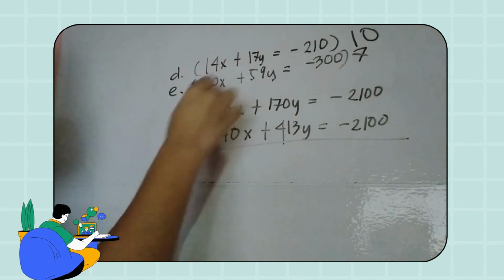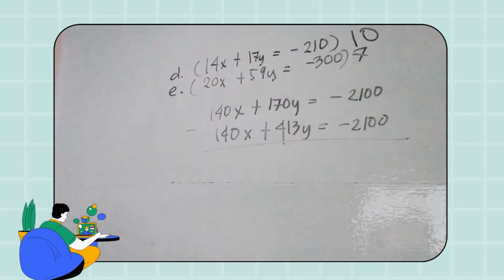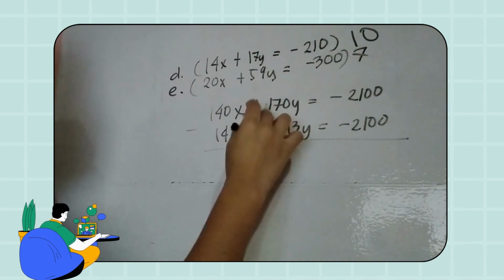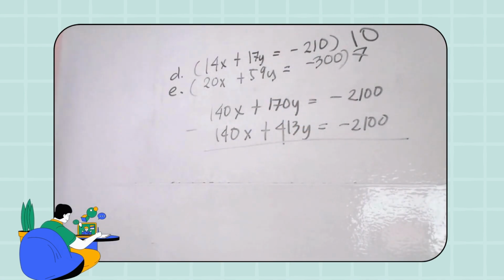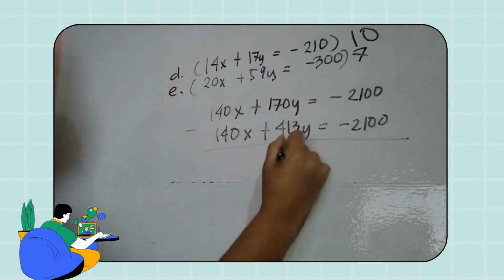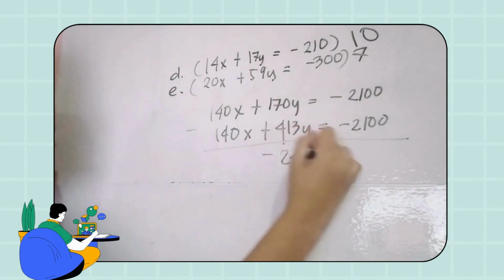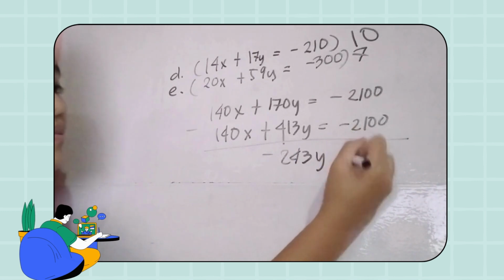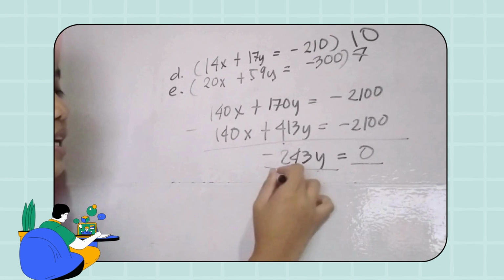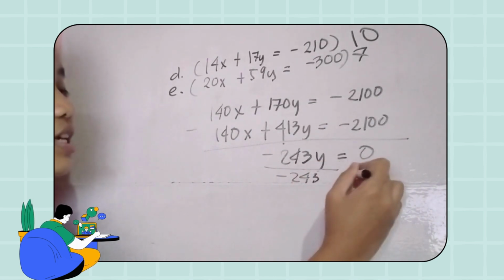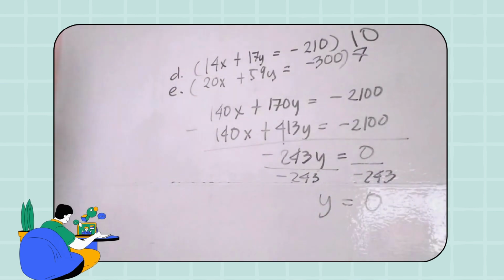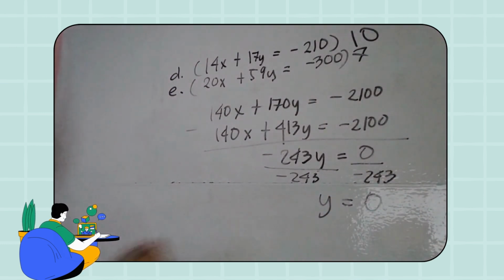So as we can see, we could eliminate 140x from both of the equations, so we are left with 170y minus 413y, which should be negative 243y equals 0. So let's divide by negative 243. We are left with y, which is equal to 0.